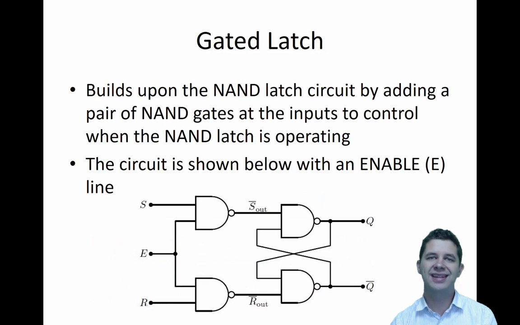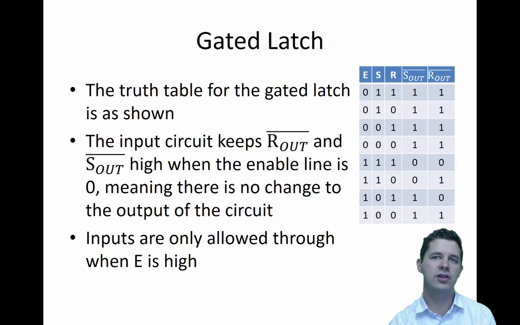Our next latch was the gated latch. In our gated latch, we add a pair of NAND gates at the input to control when this latch is going to operate. Because remember, we don't have control. As soon as the input changes, the output's going to change. We don't have control over that. This way, we can have an enable line where we can essentially say, okay, now we're going to enable this and allow it to be controlled, or disable it, conversely.